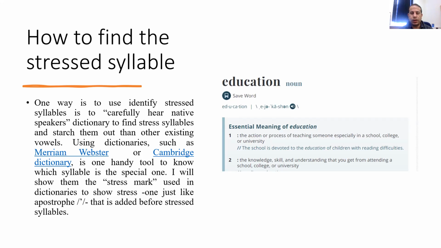So how can we tell where the stressed one is? Whenever we have this apostrophe before a syllable, it means it's the stressed one. So, education. Where is this apostrophe here? It is placed on the syllable before the last one. So this is the stressed syllable. Okay.